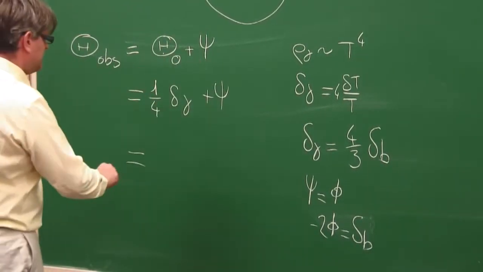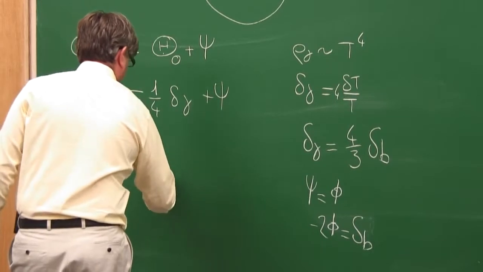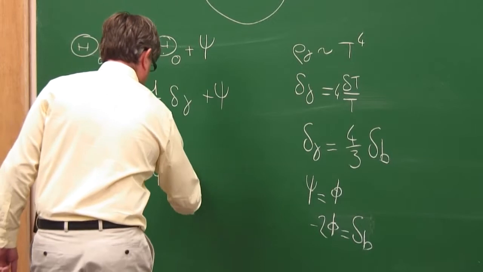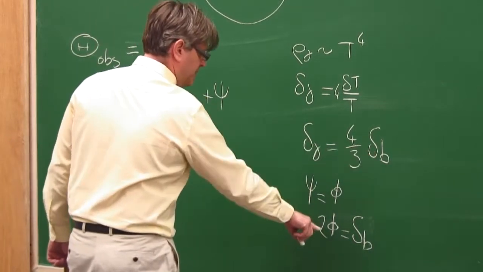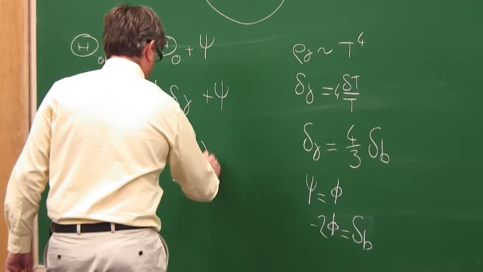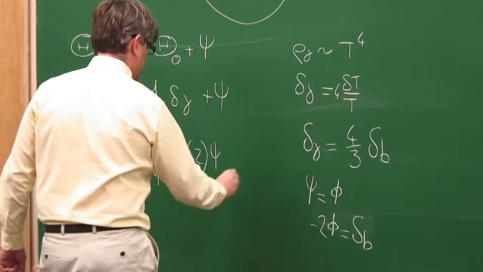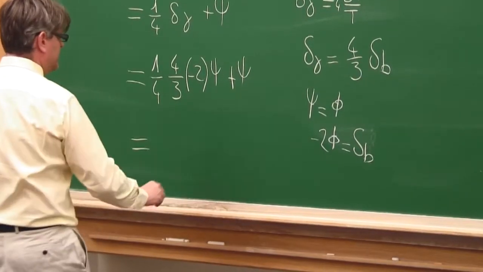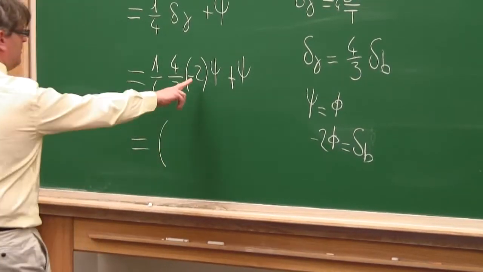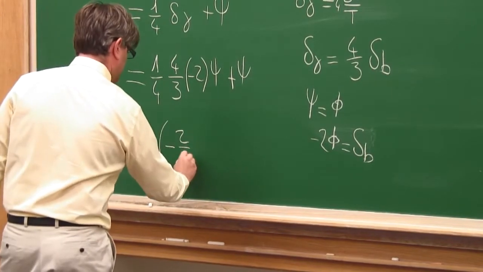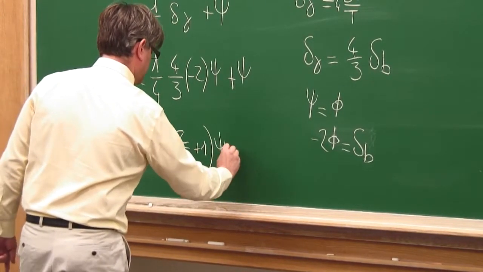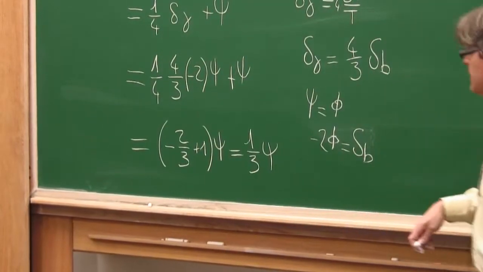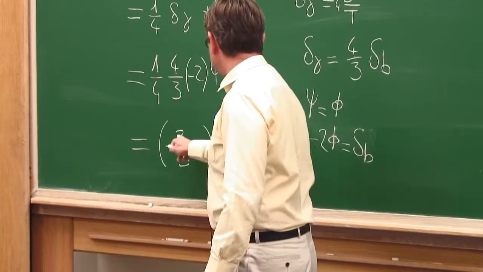So if I recollect this information, I have here a 1/4 of delta gamma can be replaced by 4/3 delta B. Delta B can be replaced by minus 2 phi or psi, it's the same. And then I have a plus psi. So this gives me here a minus 2/3 plus 1 of psi, and this is 1/3 of psi. I saw a typo in the notes, by the way. I inverted this 1 and this 2 in the notes.